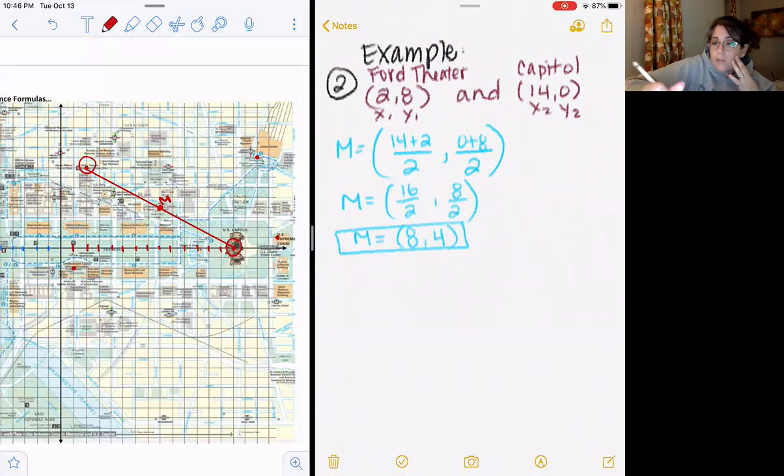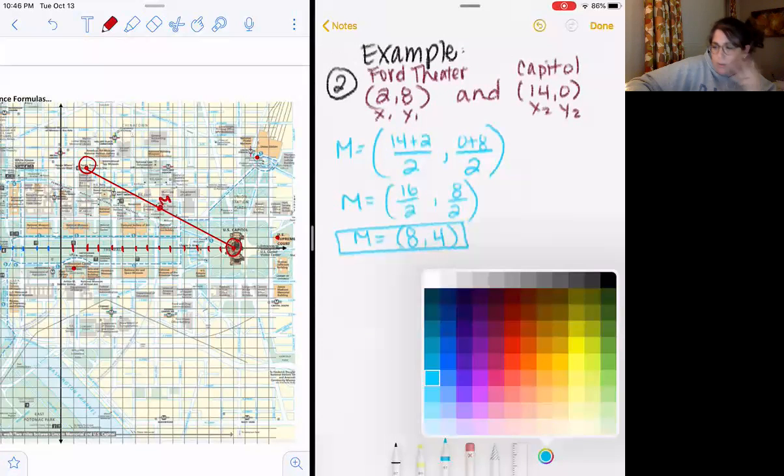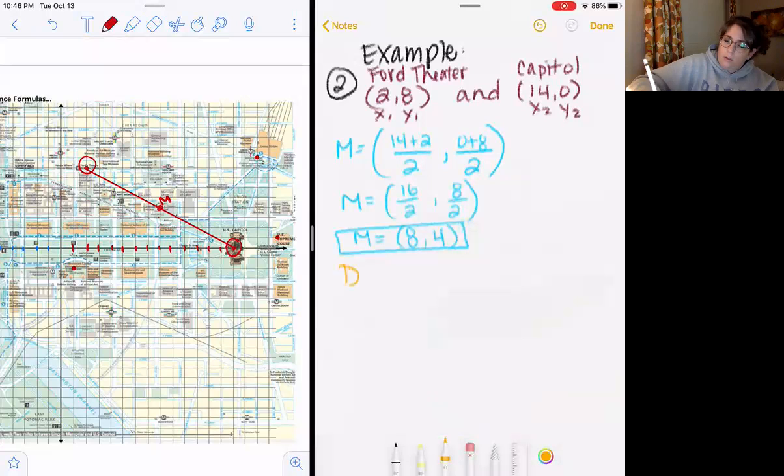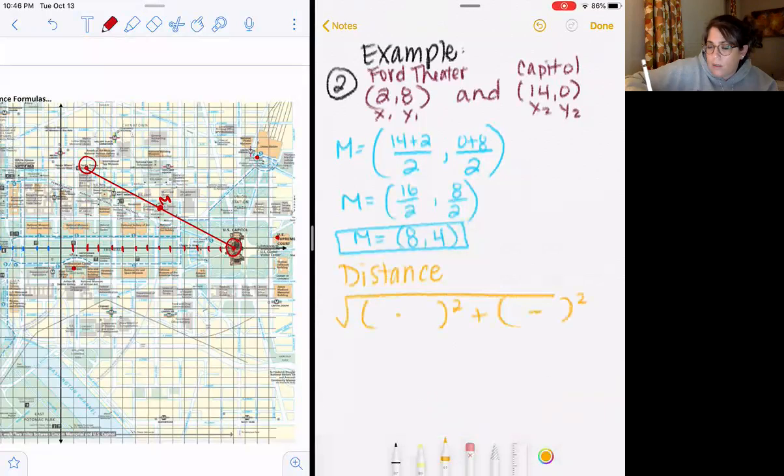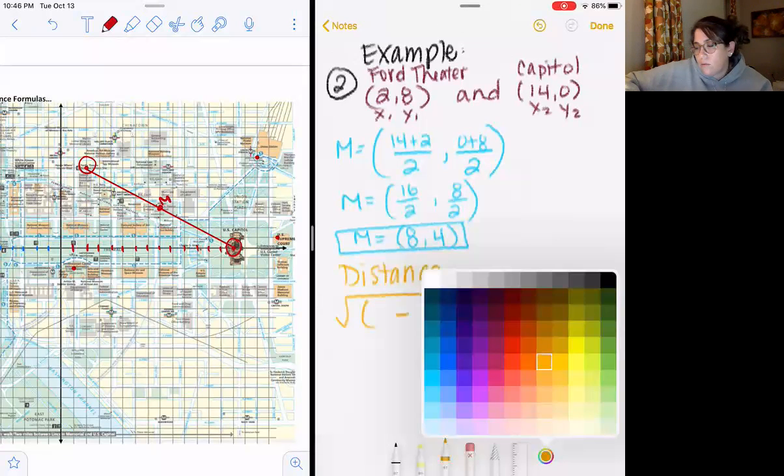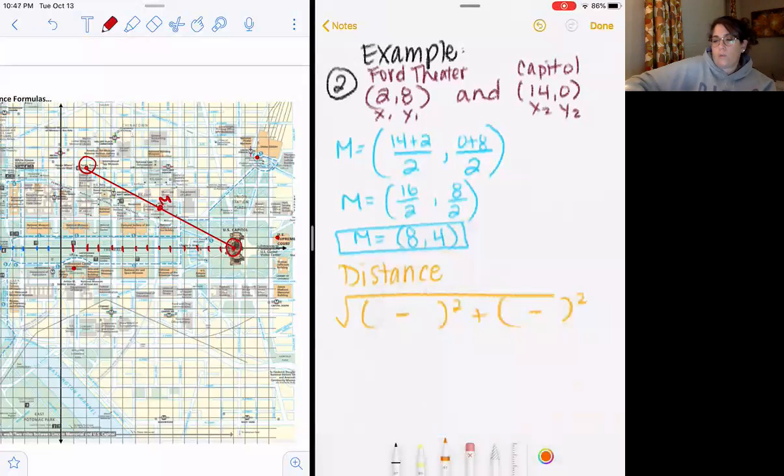All right. So then your distance formula. If we do the distance formula, let's see if this one comes out like a whole number. It's always going to be 2 sets of parentheses added together, squared, with minus signs in the middle. That's the go-to. That's like the basis of the distance formula.